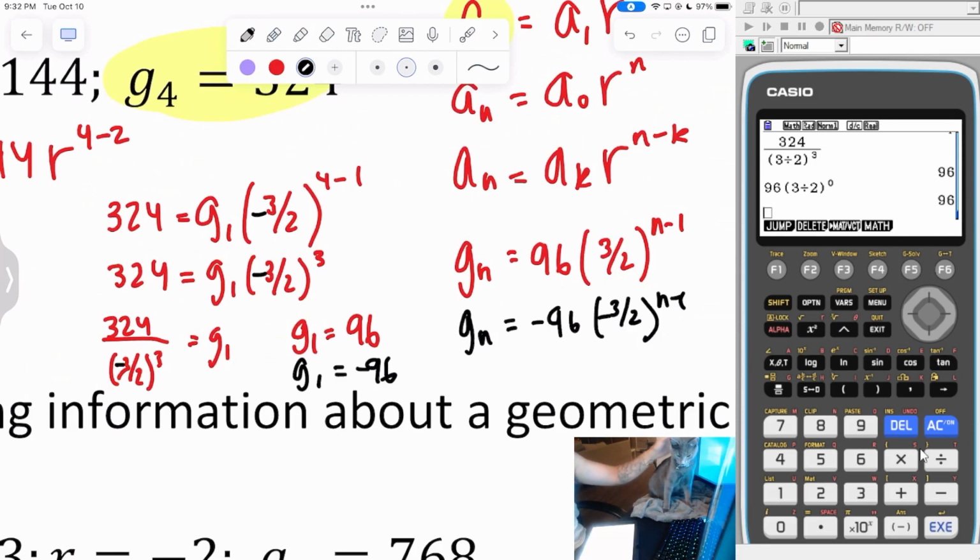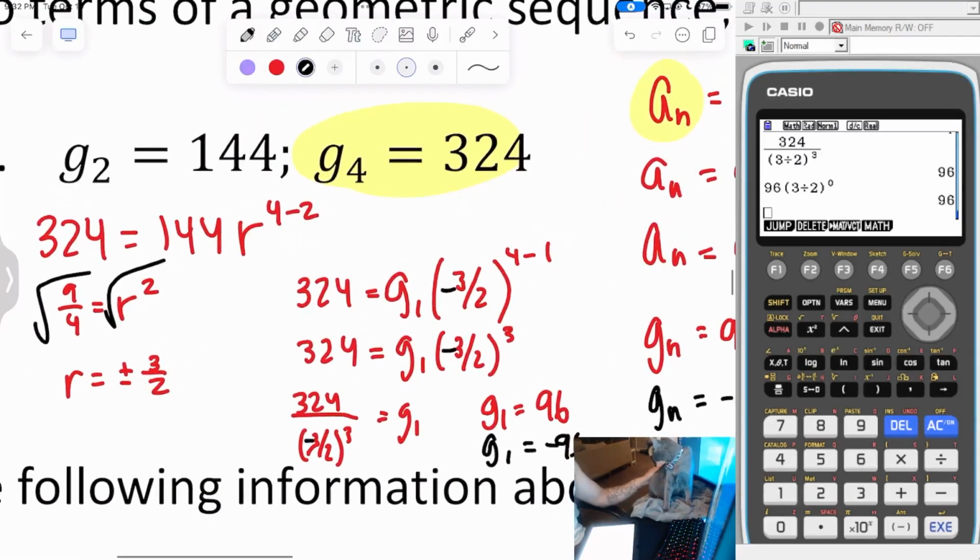If I continue to multiply by 3 halves to the term I'm currently on, I should produce the next number of my sequence, the second term. The second term was given, it should be 144. So hopefully when I multiply by 3 halves again, I get that number. It seems like I do. If I click execute one more time, I'll multiply by 3 halves again to give me my third term. I don't have a third term, so I don't have to worry about that. I'm worried whether or not my fourth term is also true. Let's press it one more time, and I get 324, which matches the 324 I have here. So far, so good.